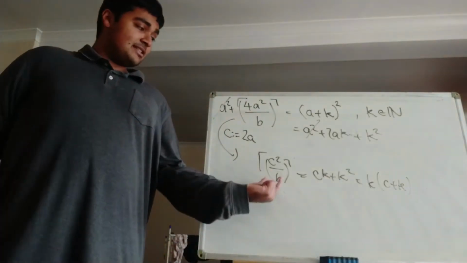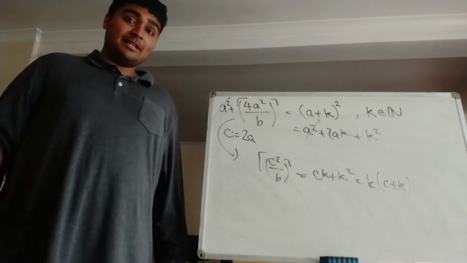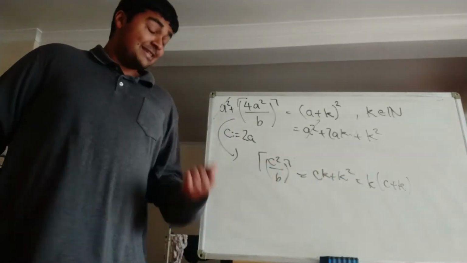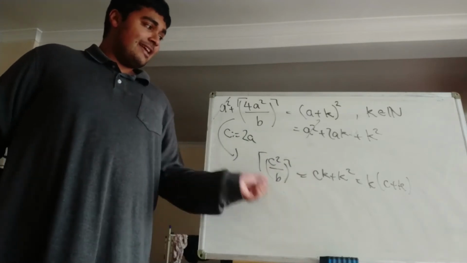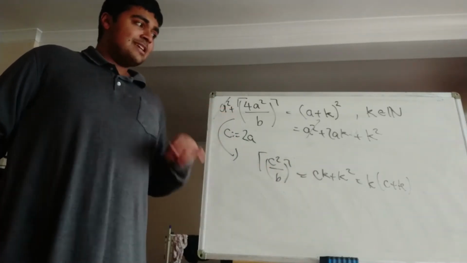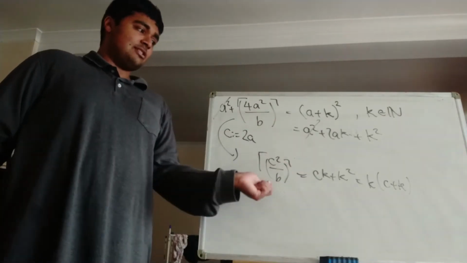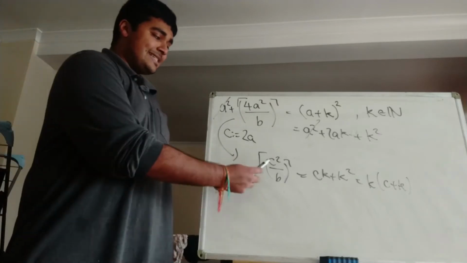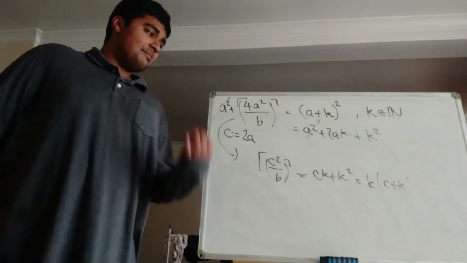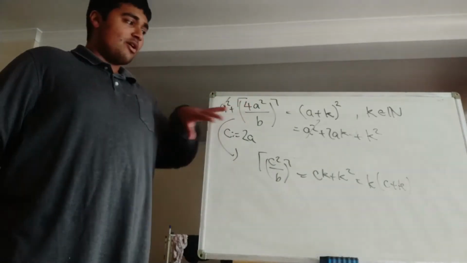Okay, so now we have this new equation: the ceiling of c squared over b equals k times (c plus k). Now I claim that there are no integer solutions to this, and of course that will prove our original statement. In fact, we don't even need to go as far as to prove that there are no integer solutions. We only need to prove that there are no integer solutions where c is an even integer. But I'm going to prove that there are no integer solutions to this, and this will take care of our original problem.